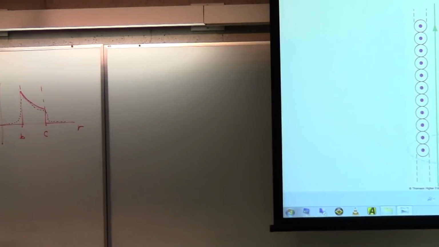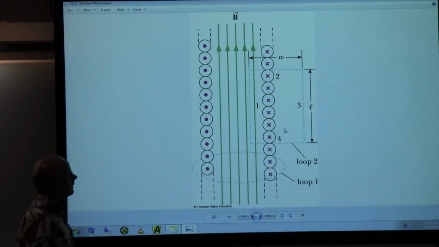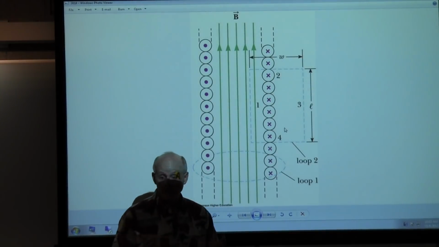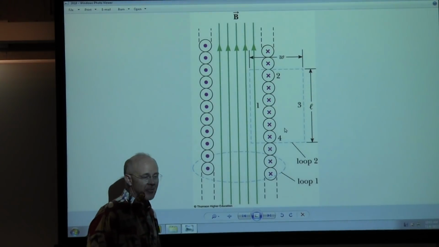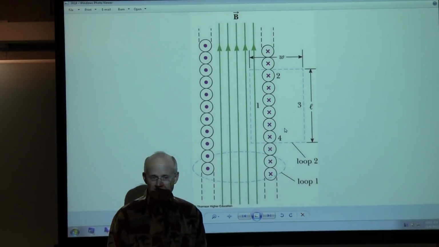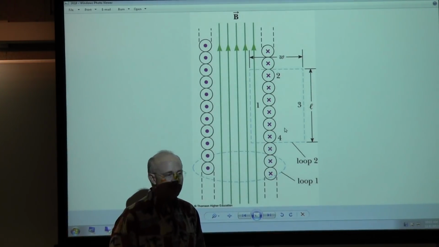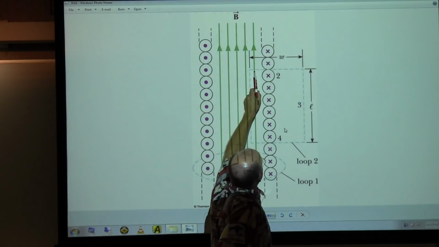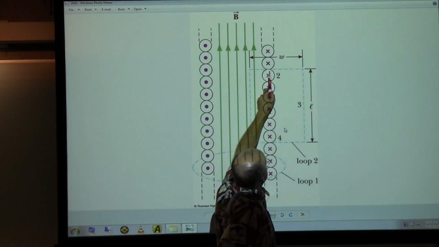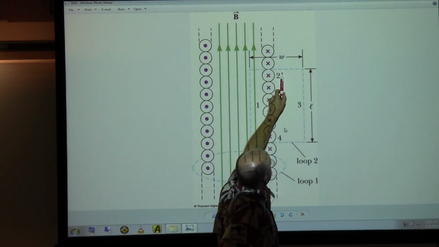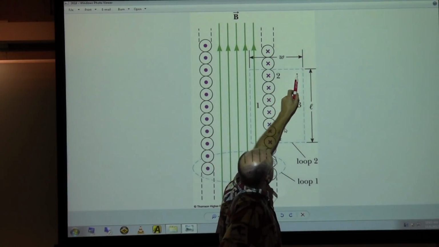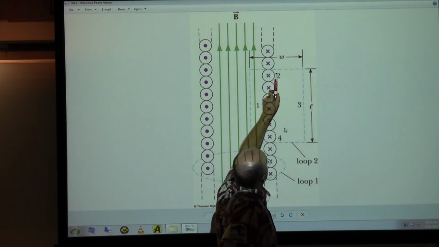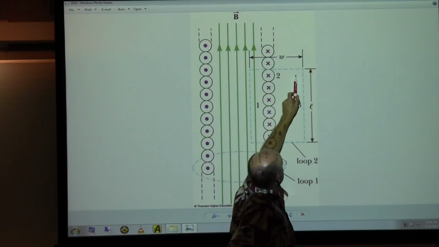Hopefully this one is real easy for you. What value do you get on number 2? 0. Why? Yeah, cosine of 90 degrees. My ds is going this way, my B is that way. And that's 90 degrees, 90 degrees, 90 degrees, 90 degrees. Now we can argue out here, well, wait a minute. Is it 90 degrees there?